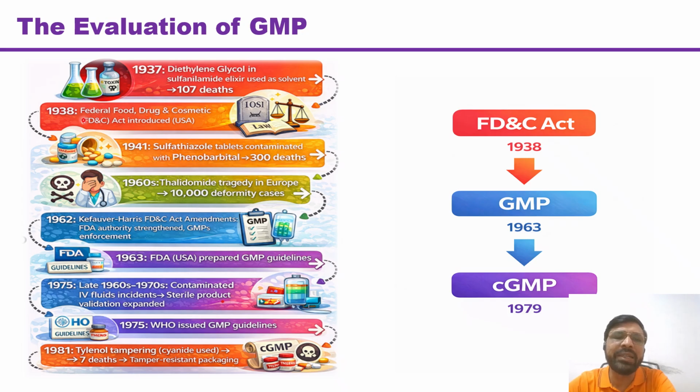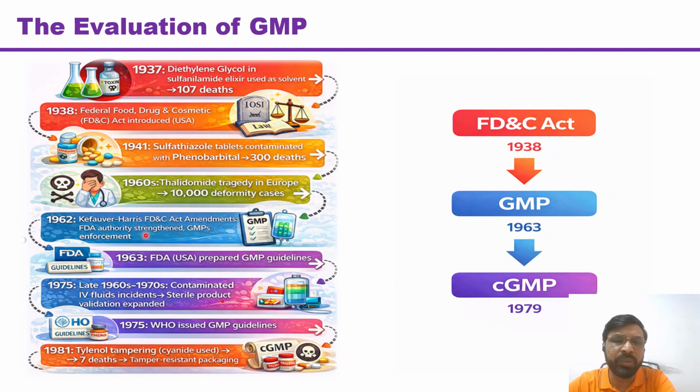That's why in 1938 the Federal Food, Drug and Cosmetic Act was introduced in the USA. After that, in 1941, sulfathiazole tablets contaminated with phenobarbital caused 300 deaths. It's a second blunder. And in 1960, the thalidomide tragedy in Europe, around 10,000 cases were reported.